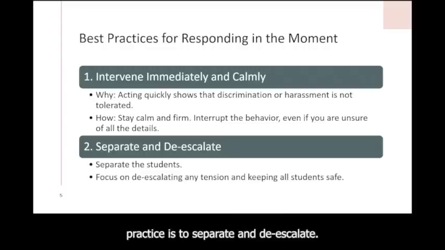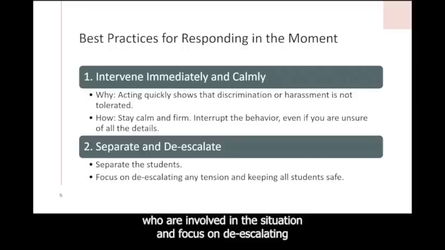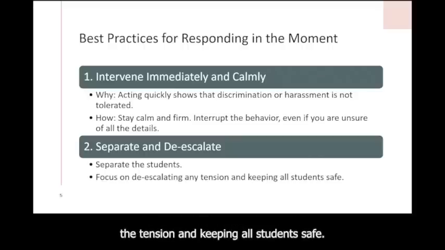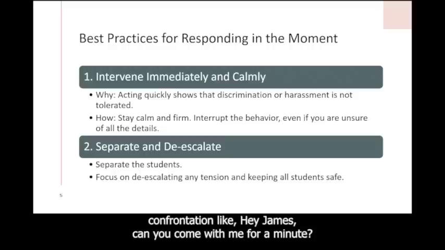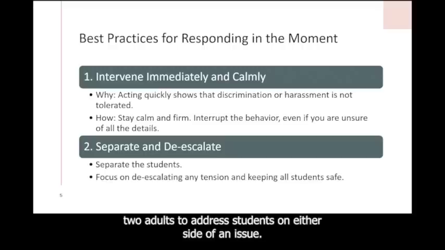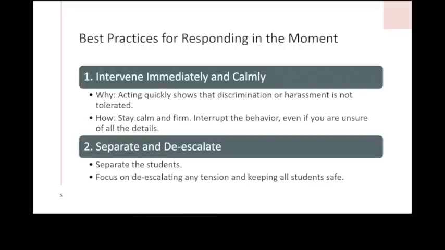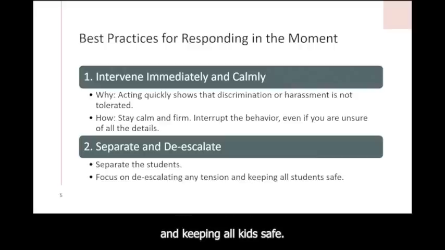Our second best practice is to separate and de-escalate. When we interrupt, we can separate the students who are involved in the situation and focus on de-escalating the tension and keeping all students safe. When possible, you can use proximity and redirection instead of direct confrontation. Like, "Hey, James, can you come with me for a minute?" If possible, use two adults to address students on either side of an issue. "Hey, let's step over here so we can talk privately." Clear the rest of the students from the situation, if you can. Our goal in this moment is to focus on de-escalating tension and keeping all kids safe.